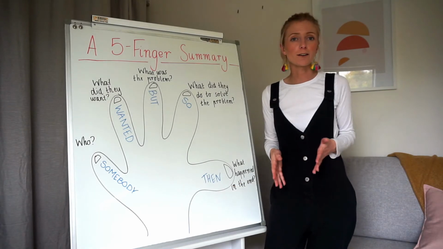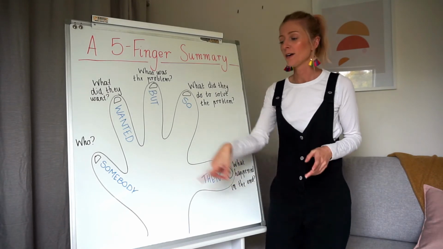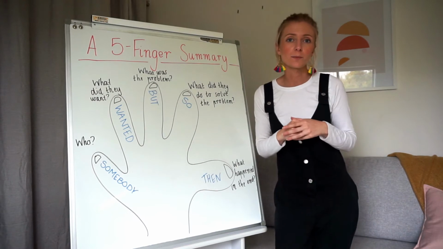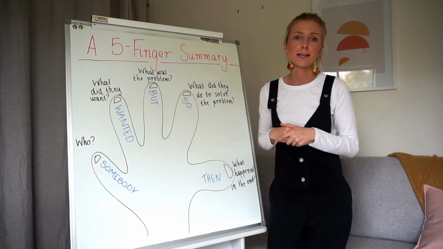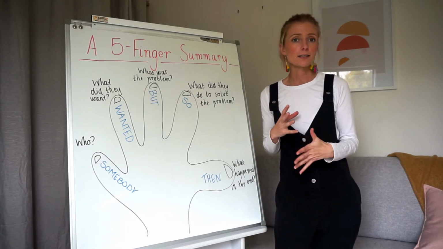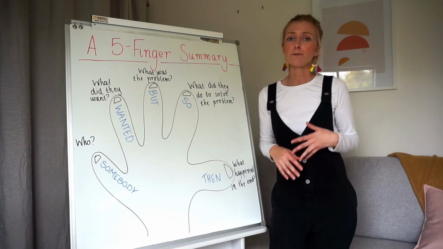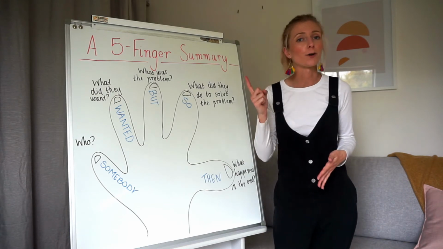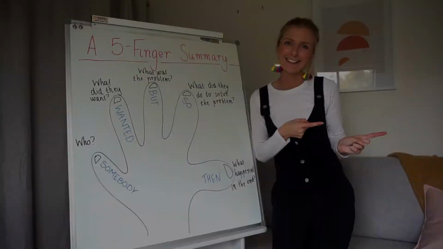Alright, what we're going to do now is you are going to, at home, use your five-finger summary to summarise The Very Brave Bear by Nick Bland. We have discussed this text a lot over our lessons, but if you haven't read it already, I want you to go and read that one now, and then come back.